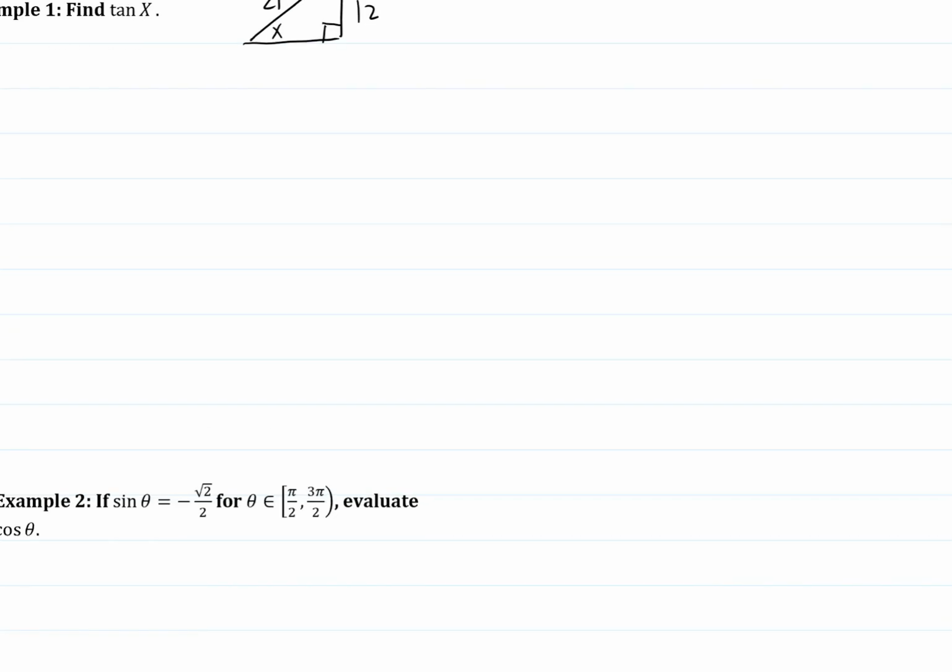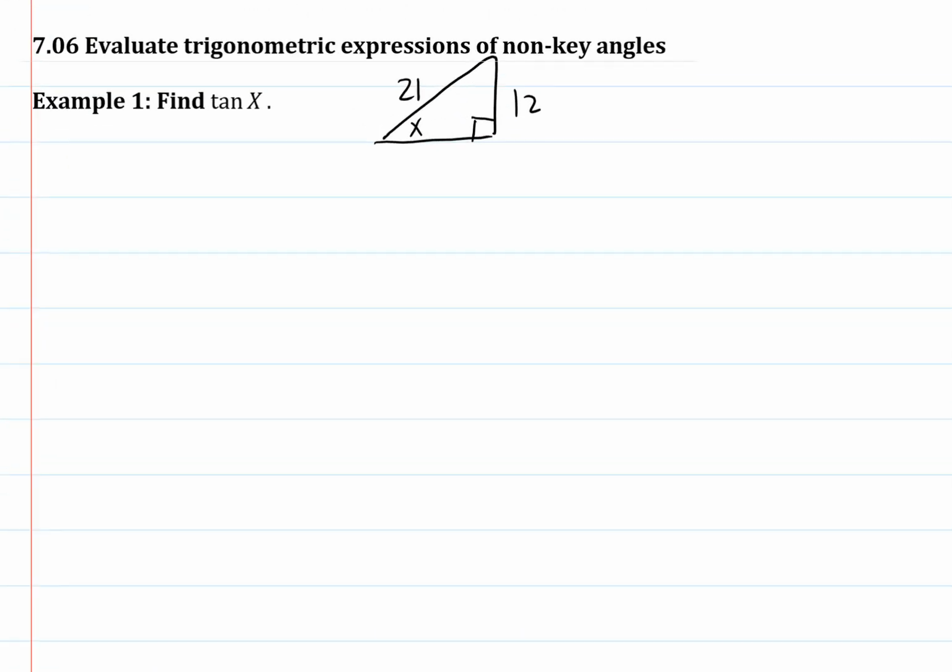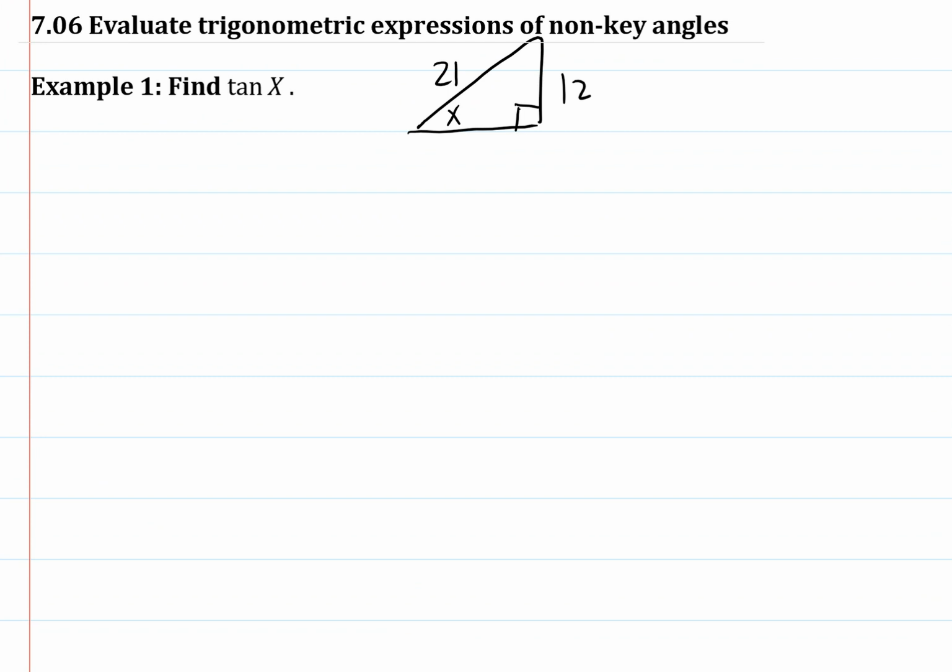Today's goal is to evaluate trigonometric expressions of non-key angles. This is different because we will be working with angles other than the pi over 6s, pi over 4s, pi over 3s, pi over 2s, with which we've become so accustomed. Take a look at example 1.